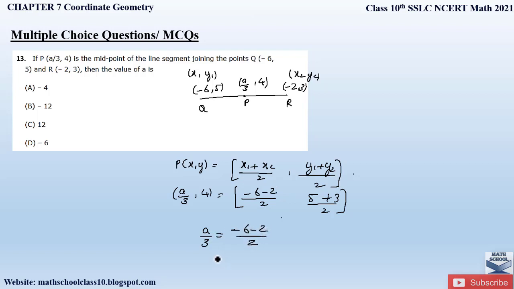So cross multiplying, we are going to get 2A is equal to minus 3 into 6 is 18, minus 18 minus 6. So that will be 2A is equal to minus 24. A is equal to minus 24 by 2, or A is equal to minus 12. So our correct option is option B.